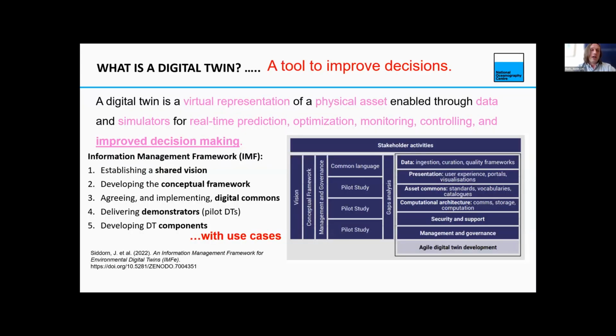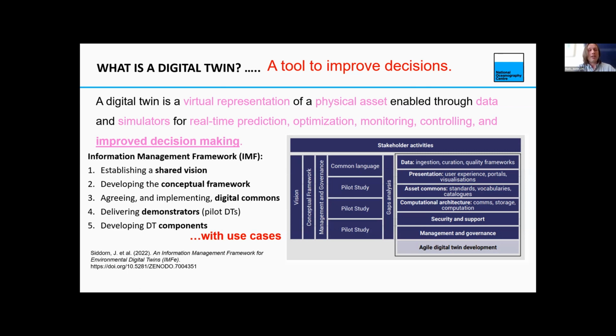So in terms of an information management framework, I present this to quite generic audiences. So our generic definition to get past some of the ambiguities in people's different definitions of digital twins, we treat it as a virtual representation of a physical asset, enabled through models and simulators, real-time prediction, optimization, control. And the key thing is the work that we do needs to generate improved decision-making.